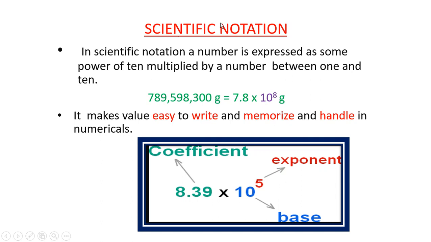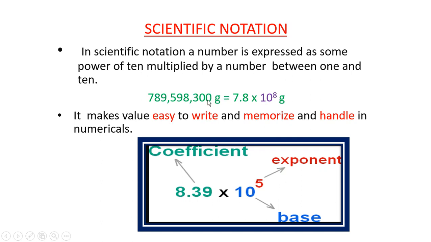Now, as the name shows, scientific means something related to science, and notation means method. So we are going to write down values in a form that is easy for us during our scientific work, our calculations, and our numericals. In scientific notation, a number is expressed as some power of 10 multiplied by a number between 1 and 10. So what does it mean?